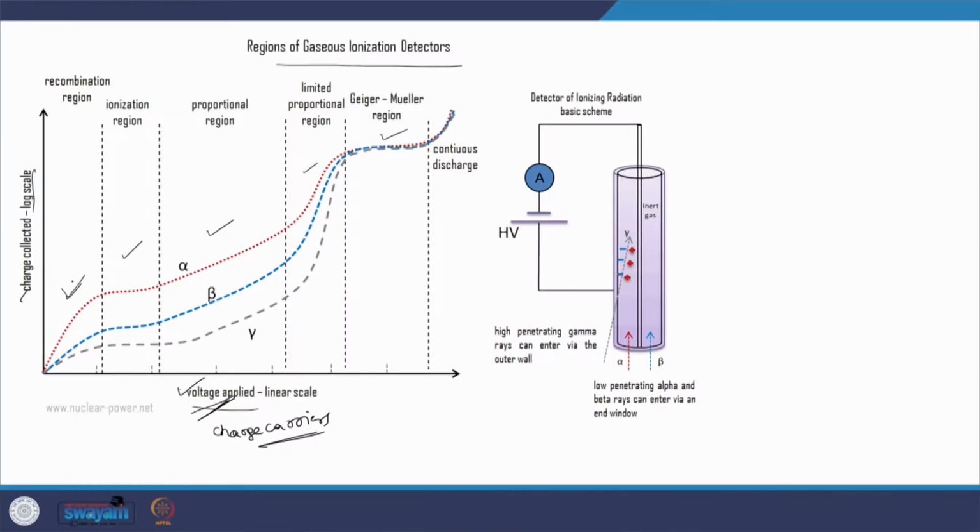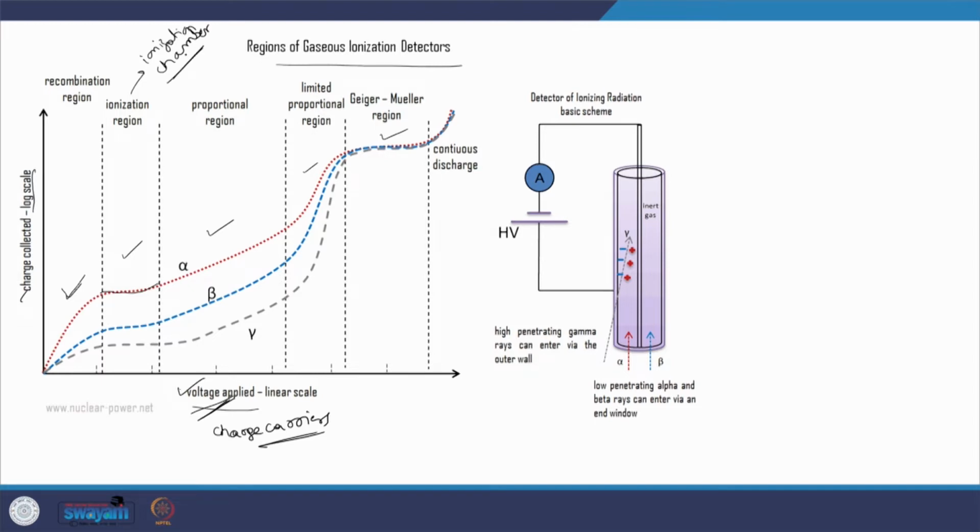So, that is what I am saying. In the first region, the recombination region, charge carriers will be formed and they will be recombined. Of course, the probability of recombination will decrease as the electric field increases. So, slowly it reaches a saturation, and once the recombination becomes almost 0, the region up to which the charge collected remains the same is called the ionization region, and a detector working in this region can be called an ionization chamber.